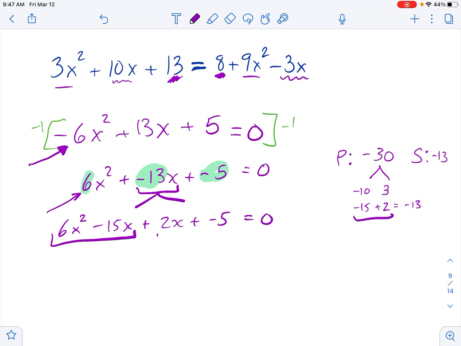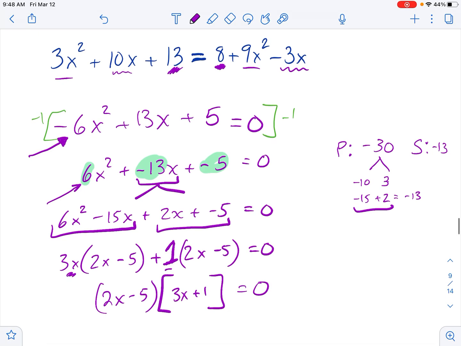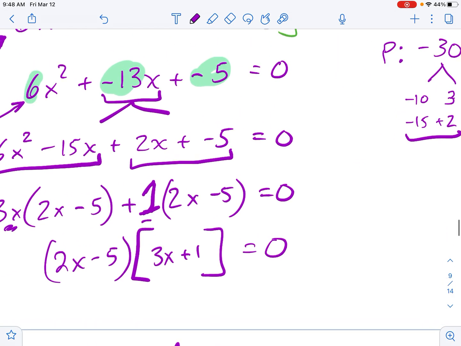Now I pair these up. I take a common factor out of here. And I'm hoping to also see 2x minus 5 over here. And that's exactly what I have, so I guess this factor just has to be 1. That's a little tricky, but that's okay. Now I'm going to take a GCF out, and that's 2x minus 5, and what is left over is my 3x plus 1. So now I have this factored. By the way, look how far we've come. Whew, okay. Now I have this factored.